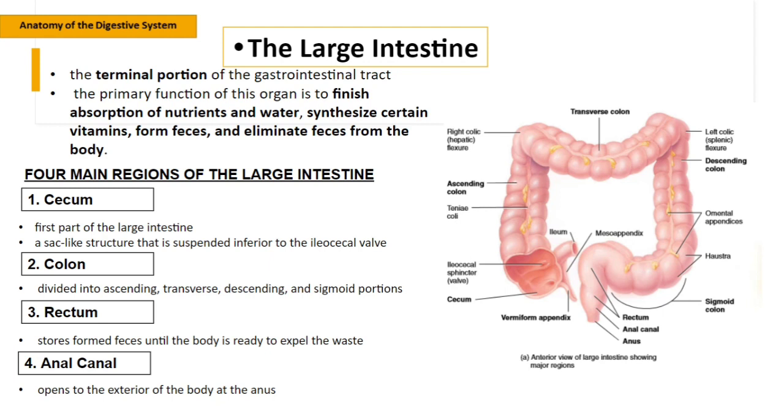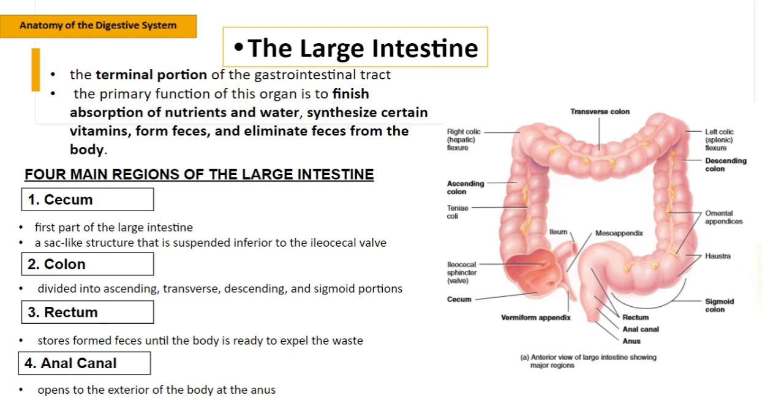Next, the large intestine. The large intestine is the terminal portion of the gastrointestinal tract, and the primary function of this organ is to finish absorption of nutrients and water, synthesize certain vitamins, form feces, and eliminate feces from the body. So, minsan kasi, the absorption and the digestion process that is happening inside the stomach, and especially the small intestine, is not enough pa. Like, meron pang mga certain substances na hindi pa talaga nai-absorb. So, ang gagawa na nun, yung parang final, parang finishing, is the large intestine.